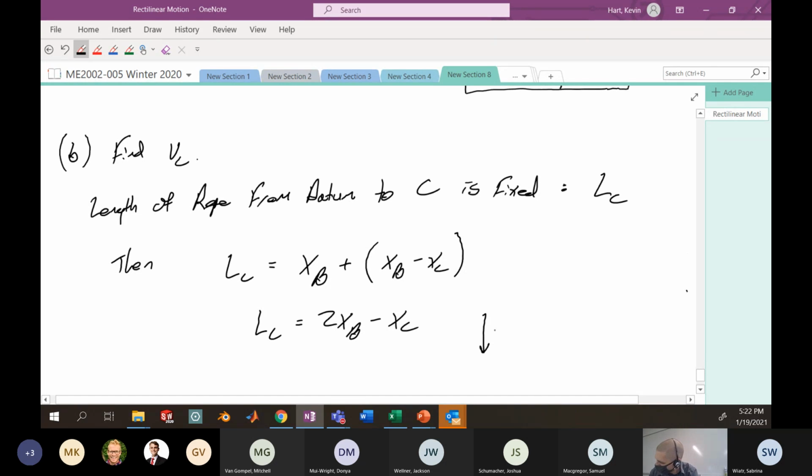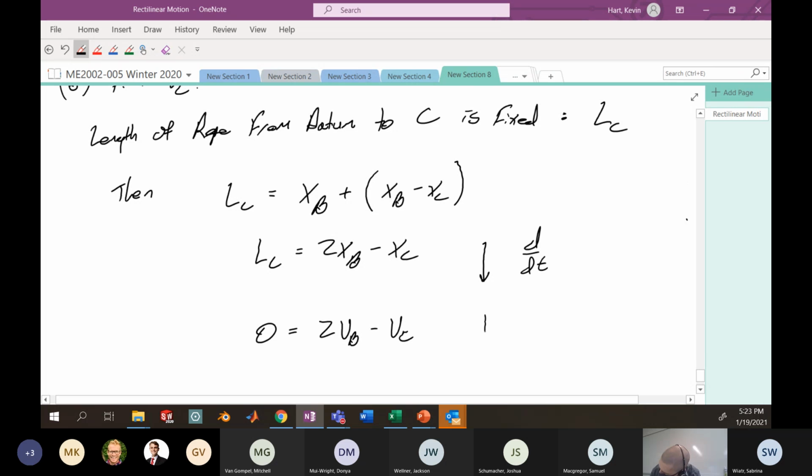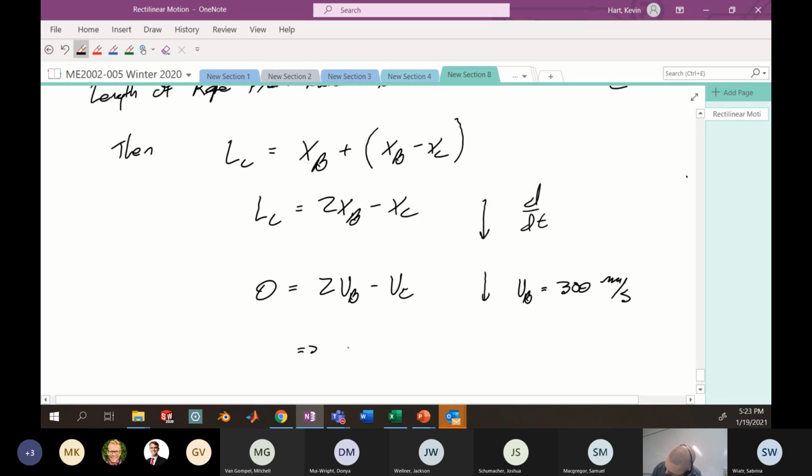Okay, take my derivative. That length of rope from the datum to point C, again, is fixed, doesn't change. So here we have 2 times velocity of B minus velocity of C. And if we know that VB is 300 millimeters per second, then quite simply, VC is 600. Right.